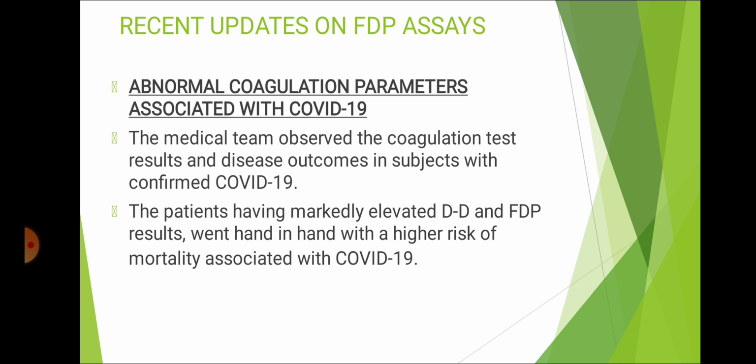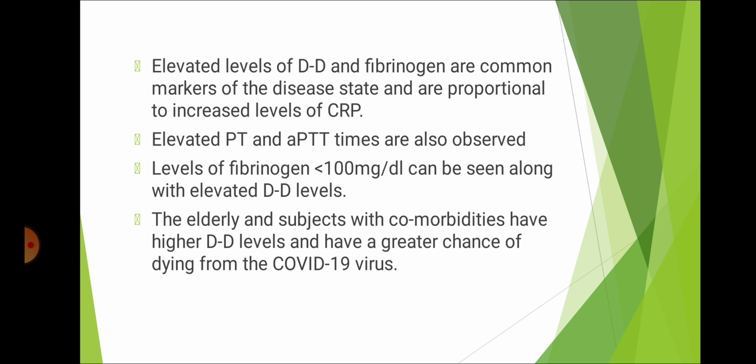Coming to recent updates on FDP assays, abnormal coagulation parameters associated with COVID-19. The medical team observed the coagulation test results and disease outcomes in subjects with confirmed COVID-19. The patients having markedly elevated D-dimer and FDP results went hand in hand with the higher risk of mortality associated with COVID-19. Elevated levels of D-dimer and fibrinogen are common markers of the disease state and are proportional to increased levels of CRP. Elevated PT and APTT are also observed.